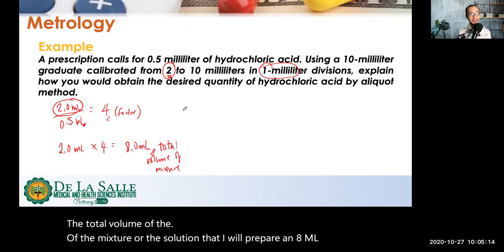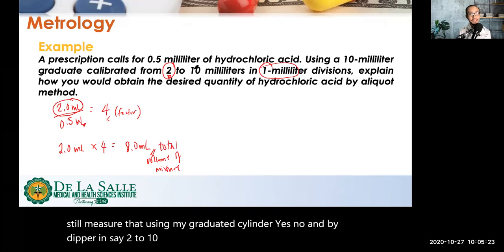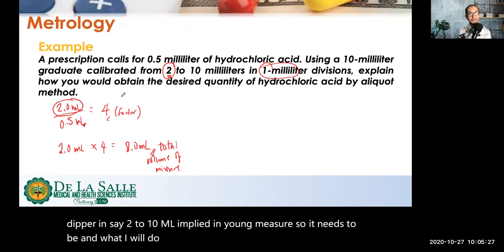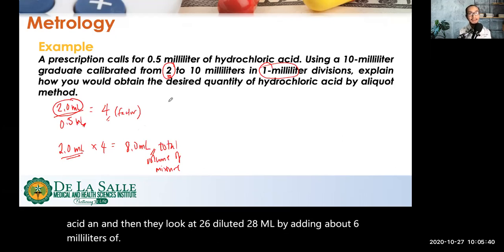Can I still measure that using my graduated cylinder? Yes, no? Ayan, pwede pa rin kasi 2 to 10 milliliters yung pwede niyang i-measure. So, ibig sabihin, what I will do is, I will measure 2 milliliters of hydrochloric acid, ayan, and then dilute it to 8 milliliters by adding about 6 milliliters of water, which is my diluent.